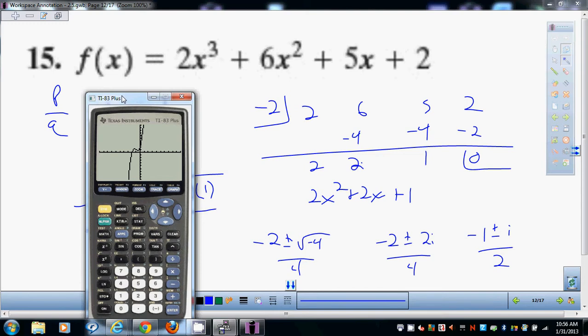So, which one are the answers? And -2. There's 3 of them. Both the imaginaries and the -2. That's right. Questions? Let's do another one.